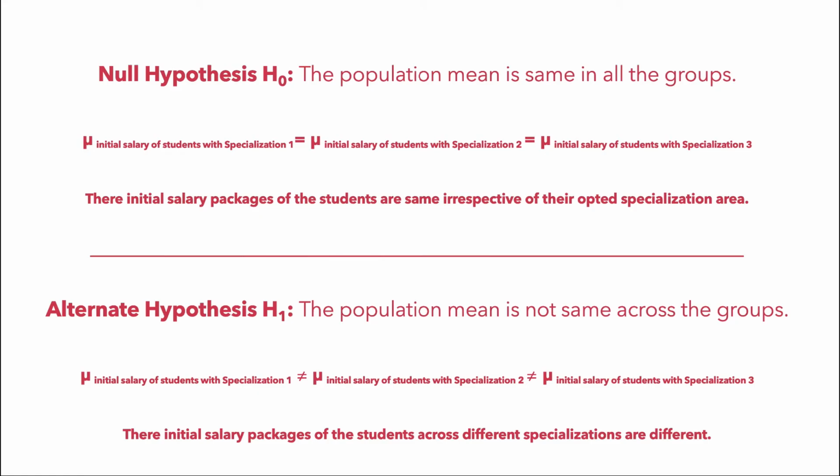For this particular example, the null hypothesis would be that the population mean is the same in all the groups. That is, the mean of salary for students opting for specialization 1, 2 and 3 are the same, or there is no statistically significant difference across salaries. This hypothesis has been rejected, and the alternative hypothesis would be accepted in this case, which signifies that the initial salary packages of the students across different specializations are different.